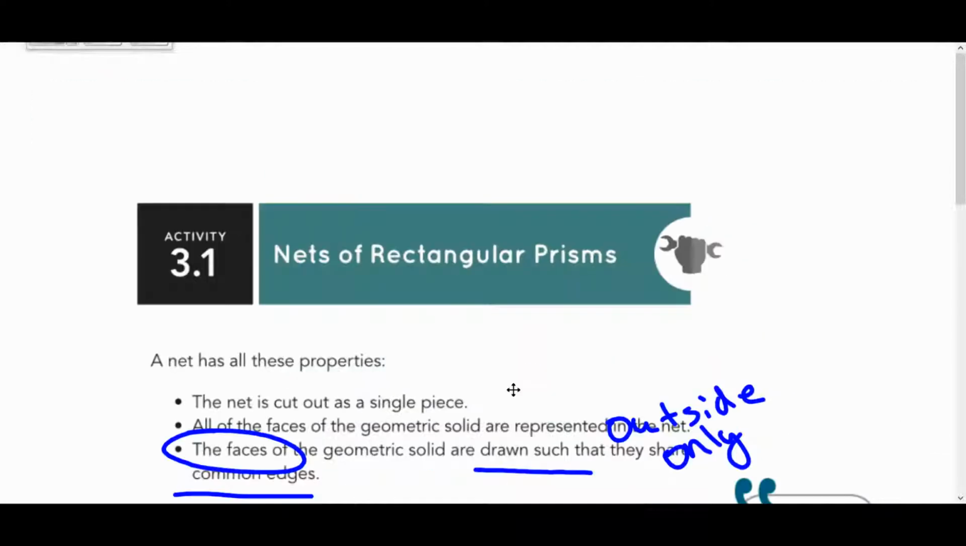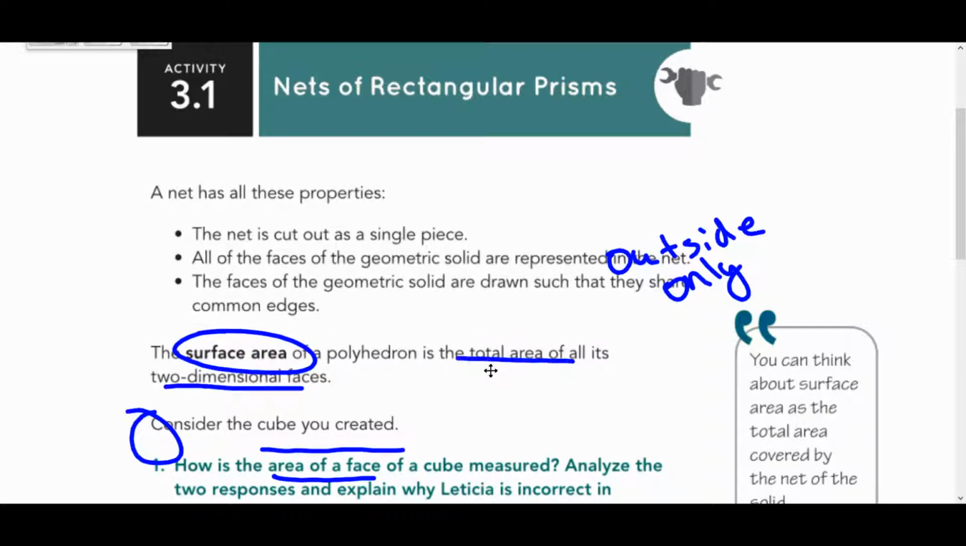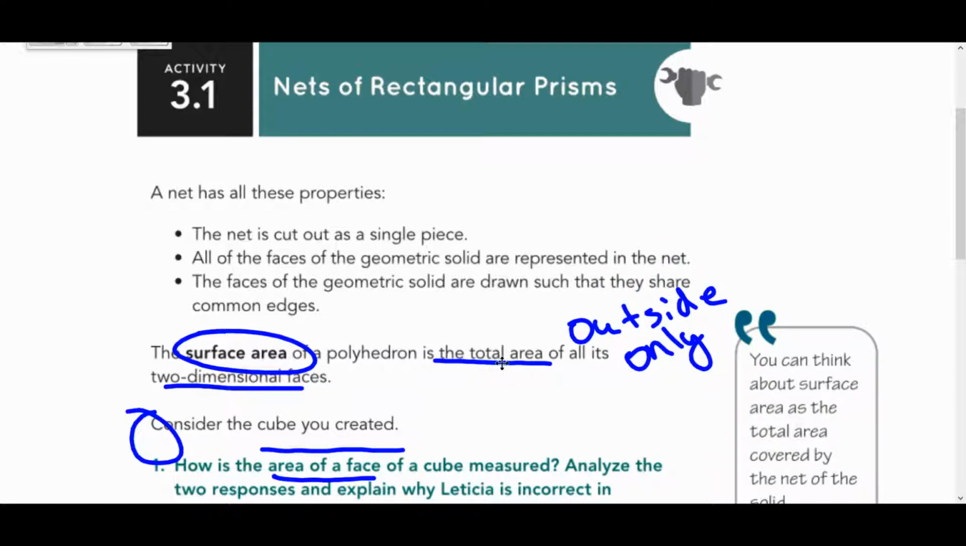All right, now why in the world are we talking about a net? Well, the net helps us to find the surface area, and I think this got a little bit off, so let's drag this down. All right, sorry about that. So surface area is the total area of all its two-dimensional faces. Sorry, surface area of a polyhedron. Remember, polyhedron is just a three-dimensional shape, and it's the total area of all its two-dimensional faces. So it's the outside only.